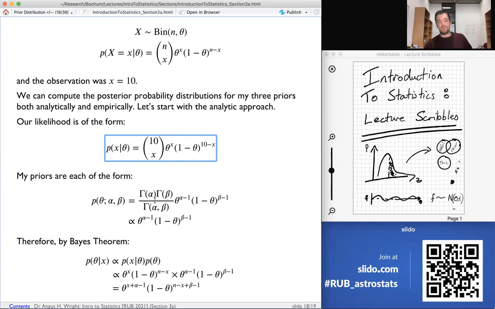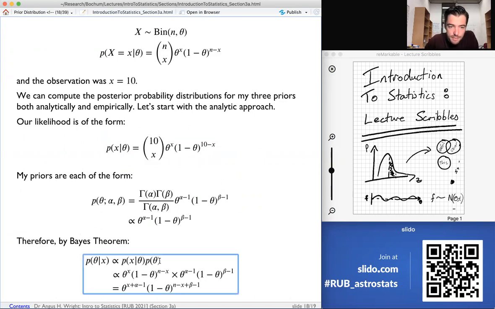Let's ignore this proportionality thing at the front here, and let's just look at the important bit, theta to the power of alpha minus 1, 1 minus theta to the power of beta minus 1. By Bayes' theorem, we have this proportionality. P of theta given x is proportional to P of x given theta times P of theta. P of x given theta is my binomial, which I'm going to use proportionality to get rid of the leading n choose x here and just take the important bit, which is this bit here. And I'm going to times that by my prior, which is this thing here.